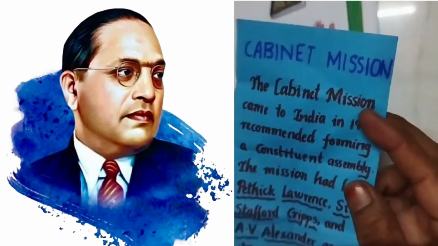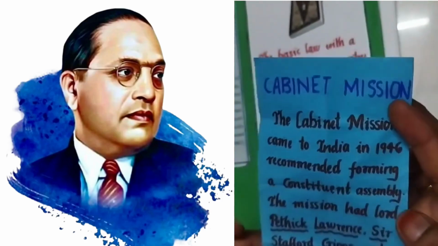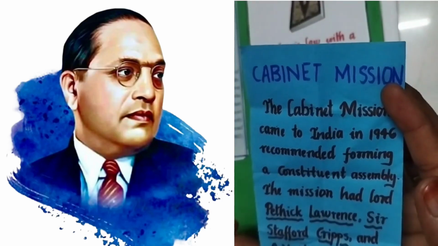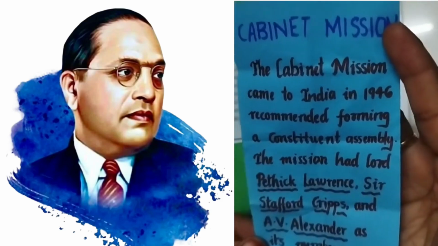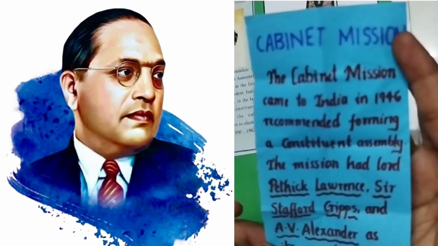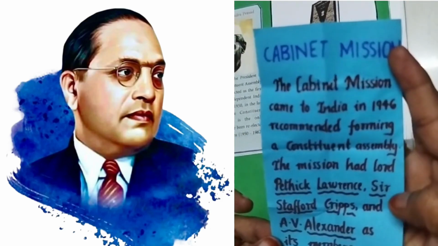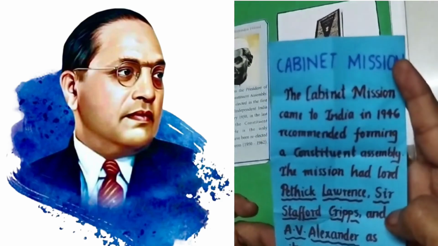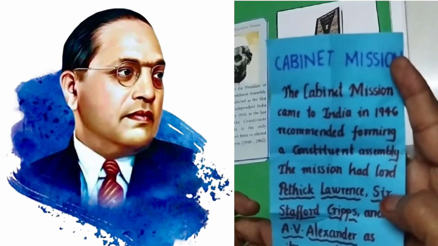The Cabinet Mission came to India in 1946 and recommended forming a Constituent Assembly. The mission had Lord Pethick-Lawrence, Sir Stafford Cripps, and A.V. Alexander as its members.